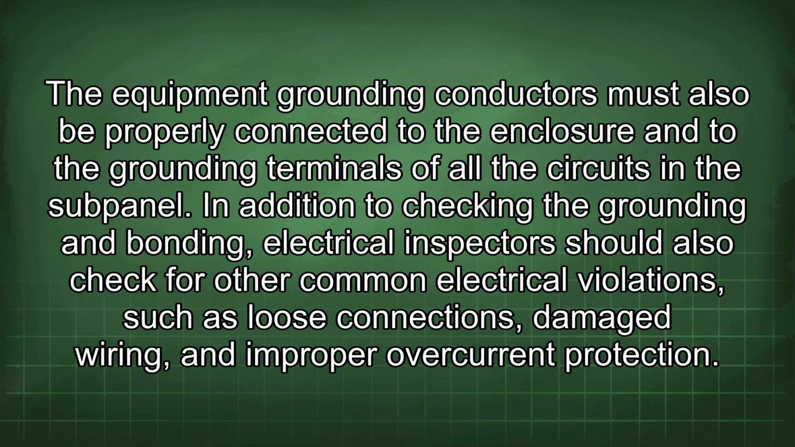The equipment grounding conductors must also be properly connected to the enclosure and to the grounding terminals of all the circuits in the subpanel. In addition to checking the grounding and bonding, electrical inspectors should also check for other common electrical violations such as loose connections, damaged wiring, and improper overcurrent protection.